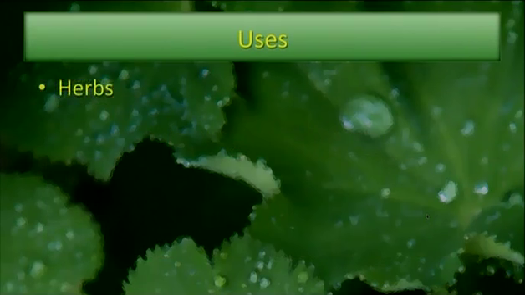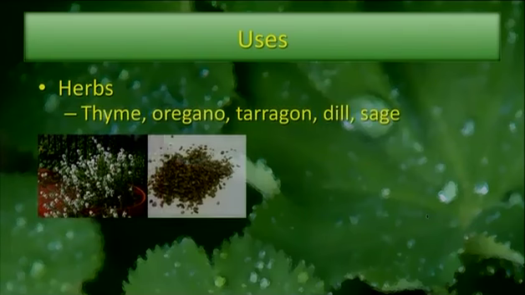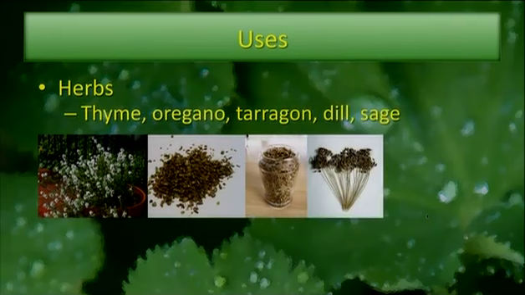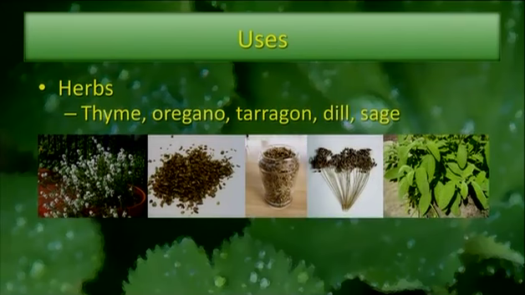So these are a few of the food plants that we eat. Other uses include herbs. Many herbs and flavorings come from leaves, such as thyme, oregano, tarragon, dill, and sage.